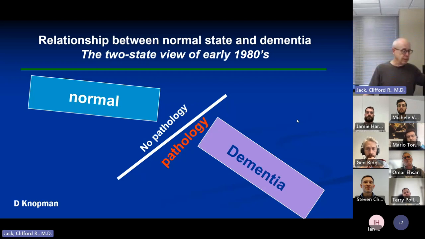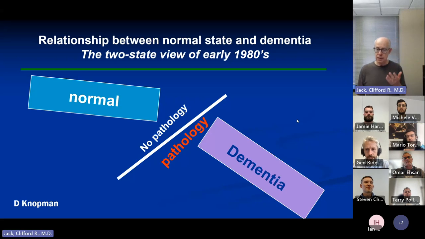And the way people thought about Alzheimer's disease, specifically the relationship between clinical symptoms and neuropathology, is the so-called two-state view. So the assumption was that if someone had Alzheimer's disease pathology at autopsy, that person was expected to have been demented in life. Conversely, if someone was cognitively normal in life, that person was expected to not have any Alzheimer's pathology when that person came to autopsy.